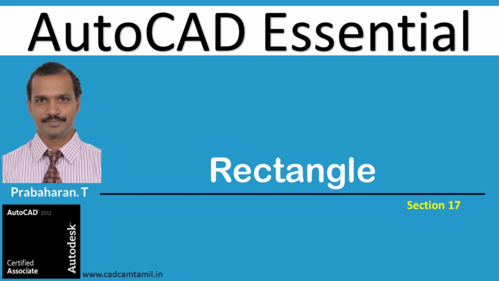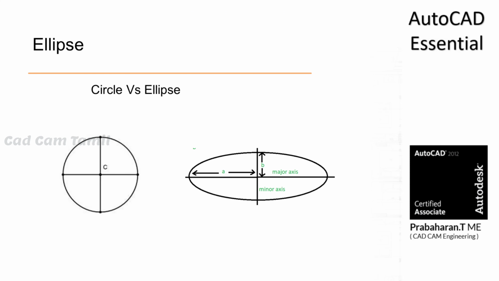This is our session number 18. We are going to discuss the ellipse and the ellipse command. First, let us discuss the similarity between a circle and an ellipse. Both have a center point, both have a radius, both are completely closed by 360 degrees. Okay. Then what is the difference between these two?